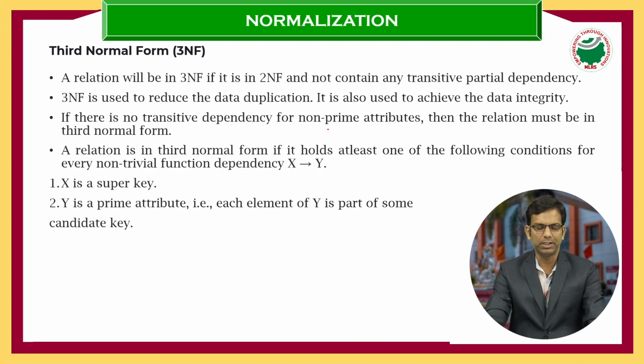and it also achieves the data integrity concept. As I told you earlier, the integrity concept covers entity integrity, referential integrity, and action assertions. So there is no transitive dependency for non-primary attributes, and a relation must be in the third normal form. It holds at least the following conditions: every transitive dependency can be handled, and in third normal form, along with 1NF and 2NF, a transitive dependency can exist.